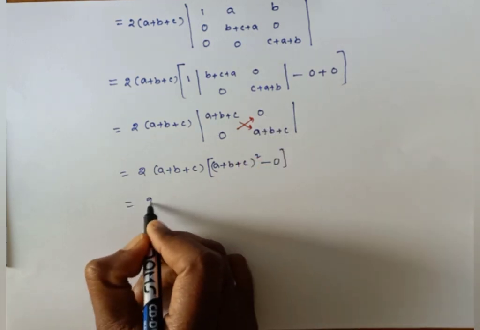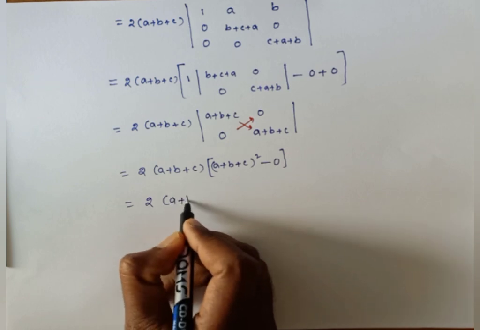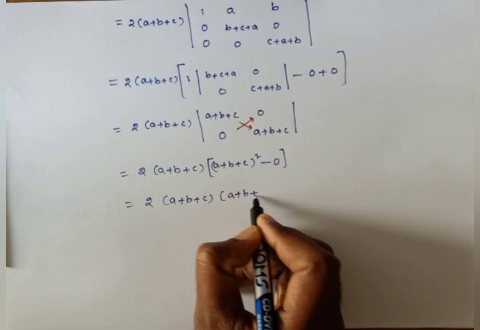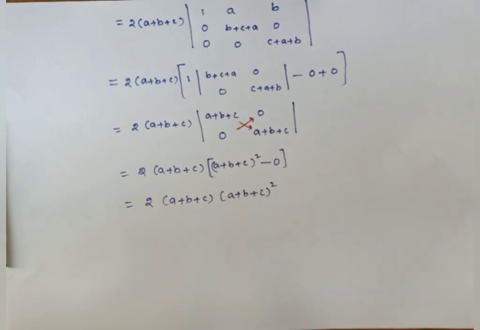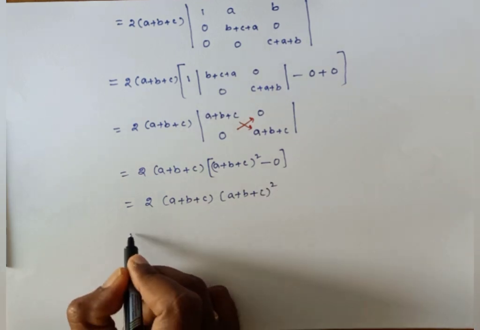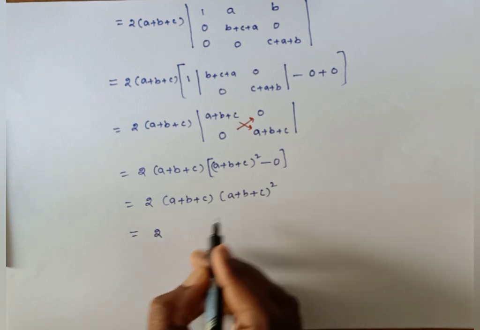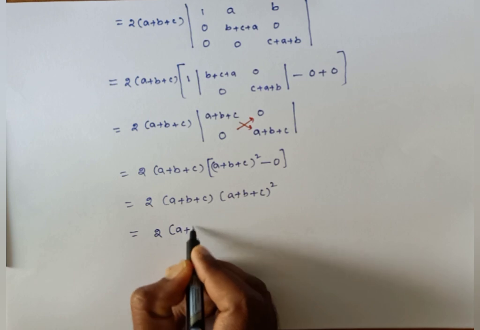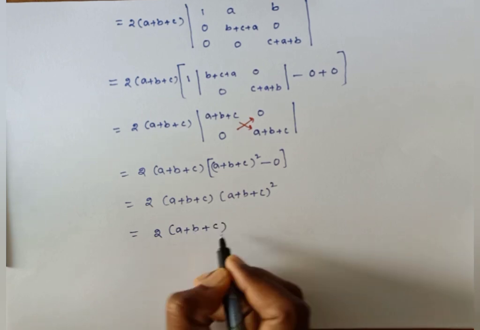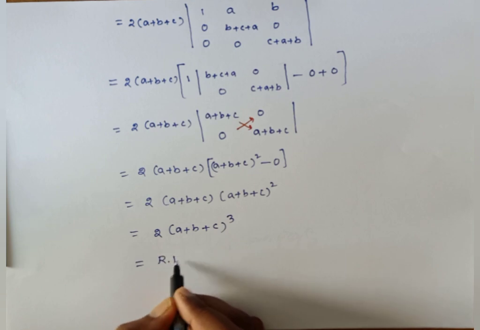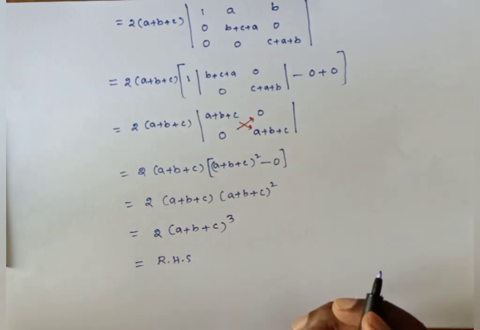So finally this is 2 times (A plus B plus C) into (A plus B plus C) whole square, minus 0 means (A plus B plus C) whole square. So finally this is 2 into (A plus B plus C) into (A plus B plus C) whole square, that is (A plus B plus C) whole cube. Now this is the right hand side of the given problem.